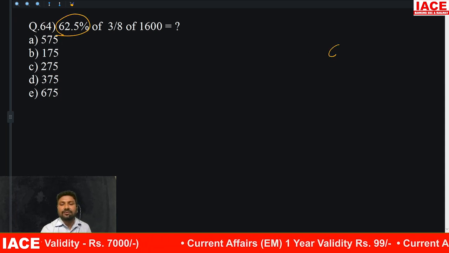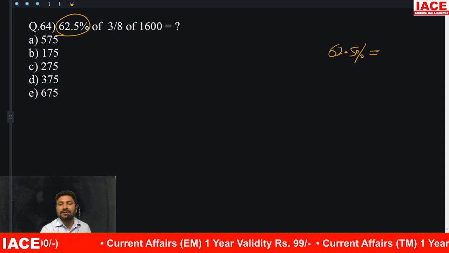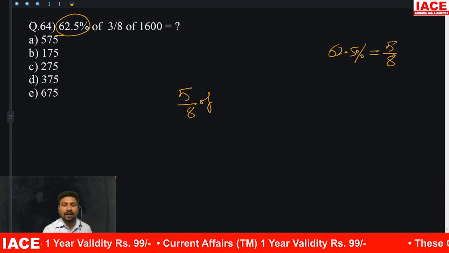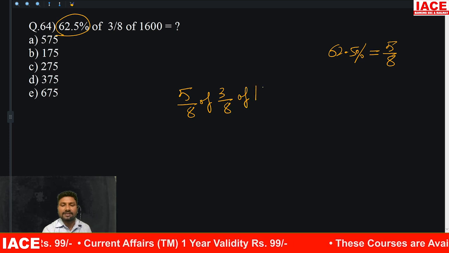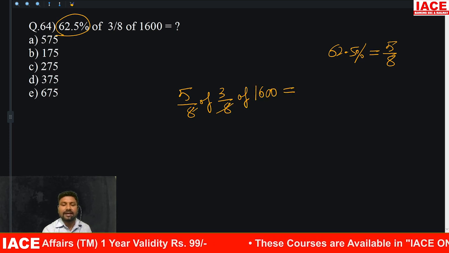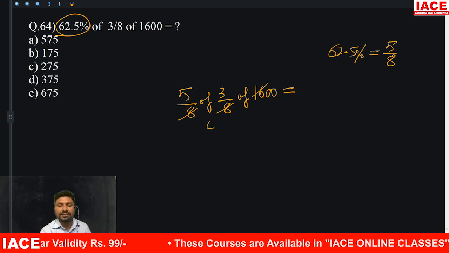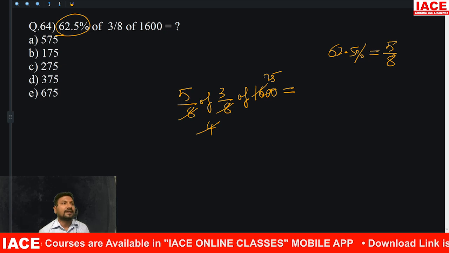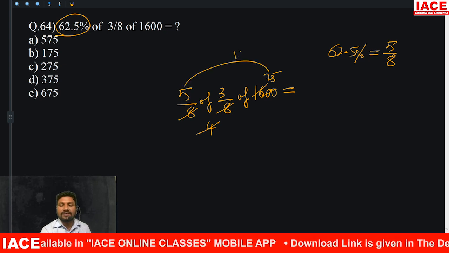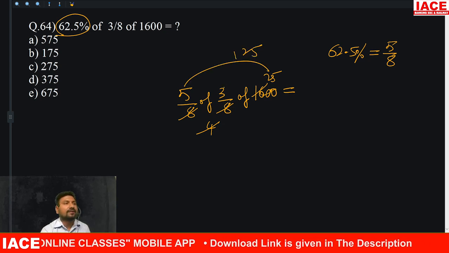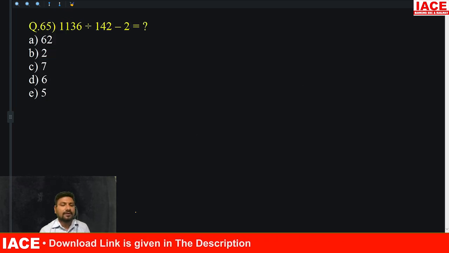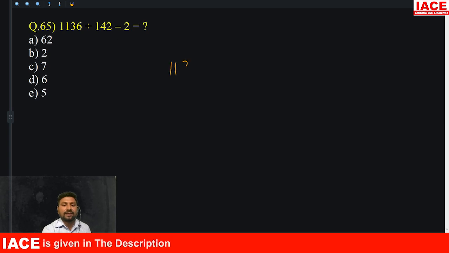62.5%. 62.5% equals to how much? 5 by 8. Good. 5 by 8 of 3 by 8 of 1600. 8 8s are 64. 16 to 64, how many times? 4 times. 4 to 100, how many times? 25 times. Okay. 5 25s are 125. 125 into 3, answer is what? 375. Option D. 1136 is divisible by 142 and removed by 2.